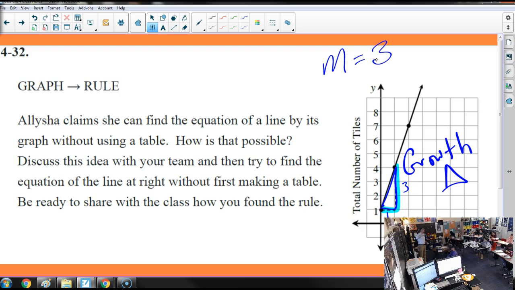And more technically, please write this down, then I'm coming to you, Simon. More technically, we would write 3 over 1, just in case the growth triangle doesn't have a bottom of 1. So now we can talk about other ways we can write m. I'll come to Simon, but I don't know if you're going to say what I'm about to say or not, but go ahead.